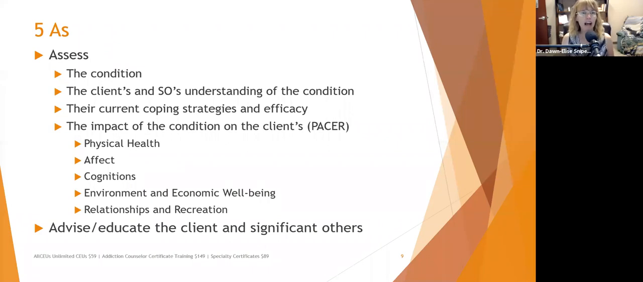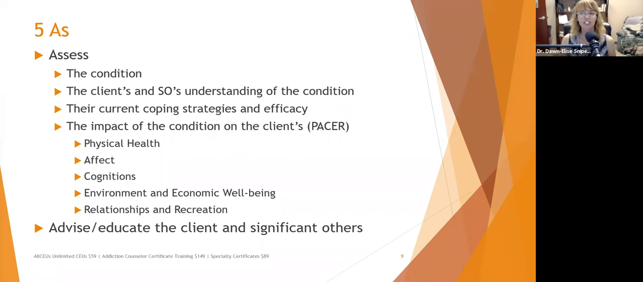We want to assess their affect. How do they feel emotionally right now? And how is their condition impacting that? Are they depressed? Are they guilt-ridden? Are they angry? Or are they feeling empowered and optimistic?